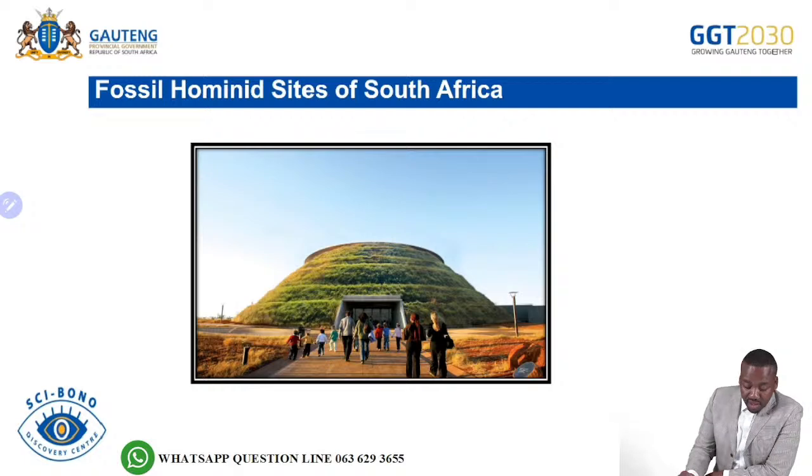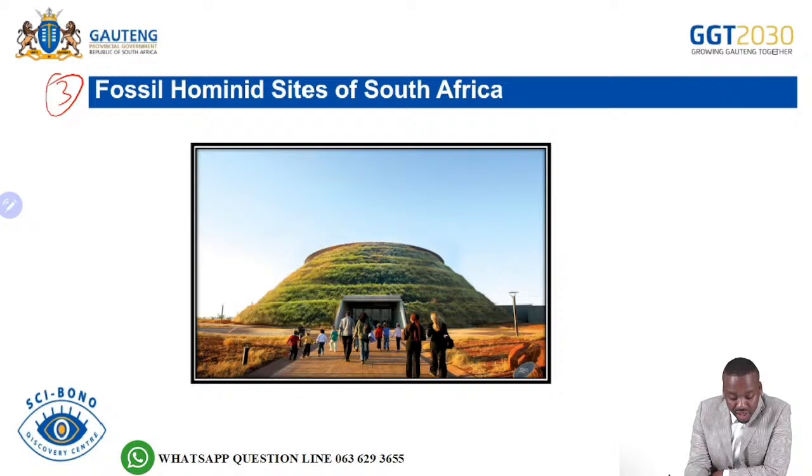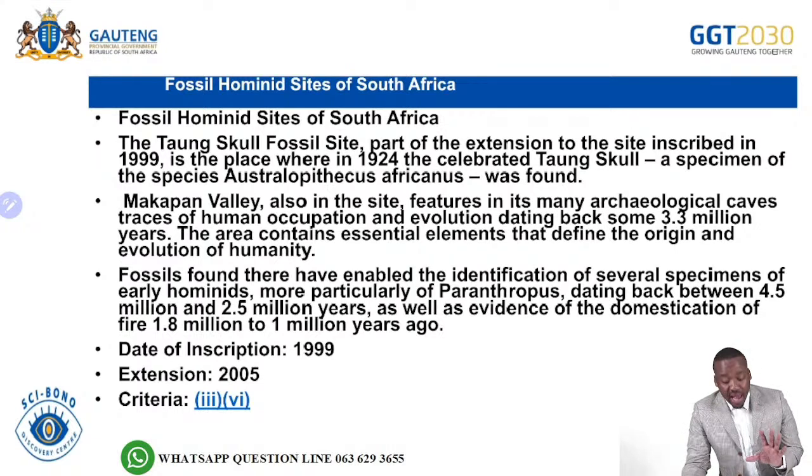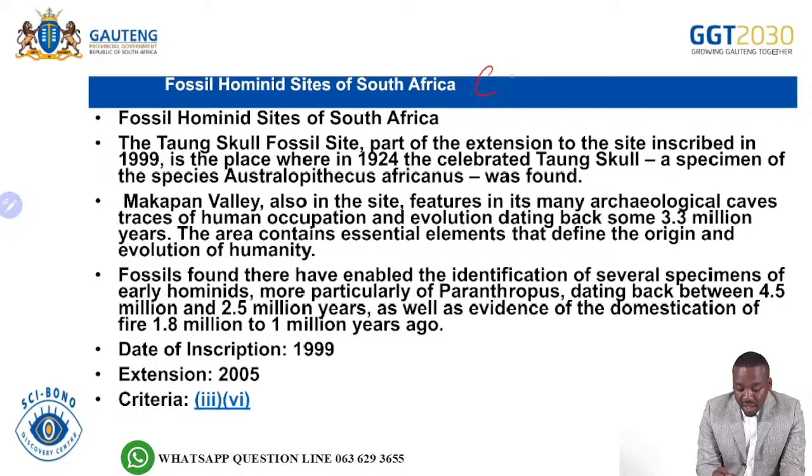Then at section number 3, which is World Heritage Site number 3, we have the Fossil Hominid Site of South Africa that is found there in the Cradle of Humankind. By the name, I said it is what? Fossil hominid site. The fossil hominid site of South Africa, here it provides for those people who are doing life sciences and also NS. This is not something new. So the fossil hominid site, formerly known as the Cradle of Humankind.